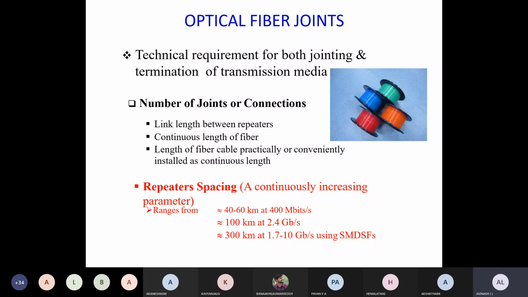Optical fiber joints: the number of joints or connections depends on the link length between repeaters, the continuous length of fiber, and the length of fiber cable practically or conventionally installed as continuous length. So the repeater spacing is also a parameter, you can add it.